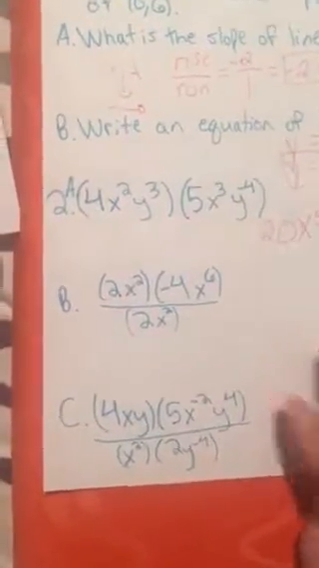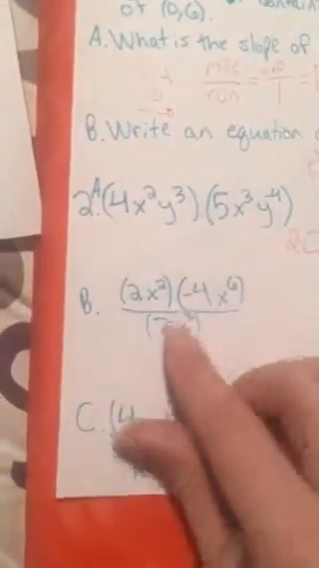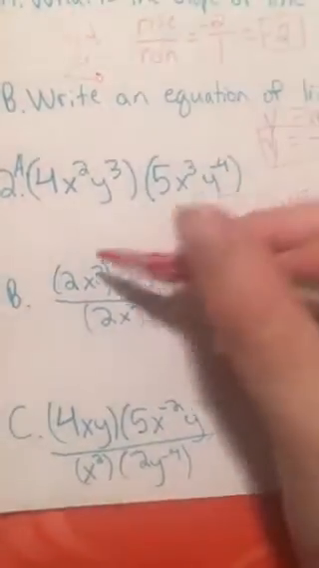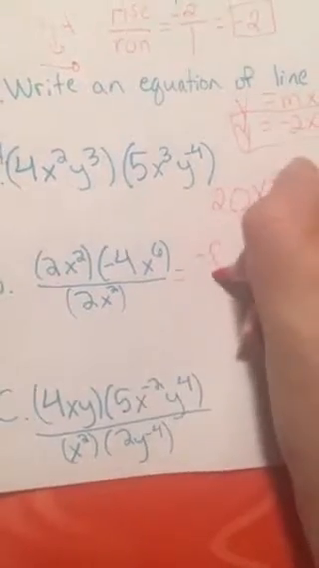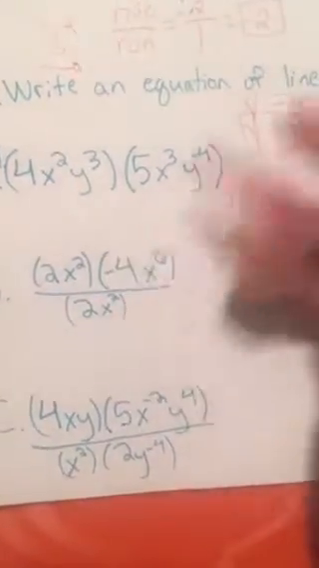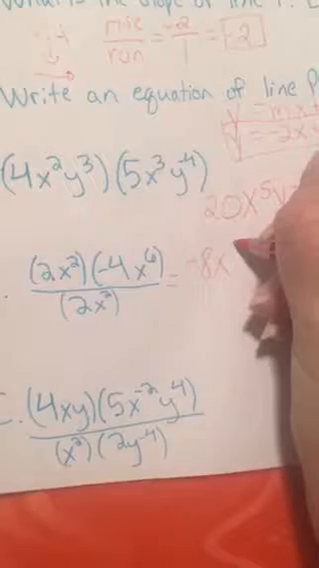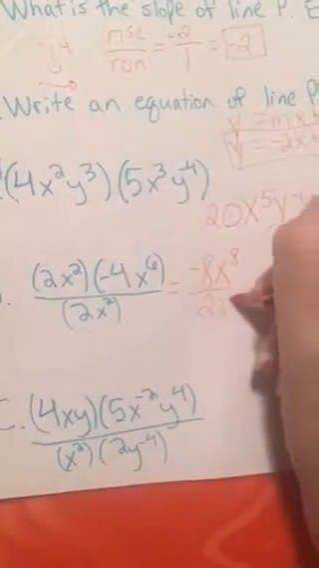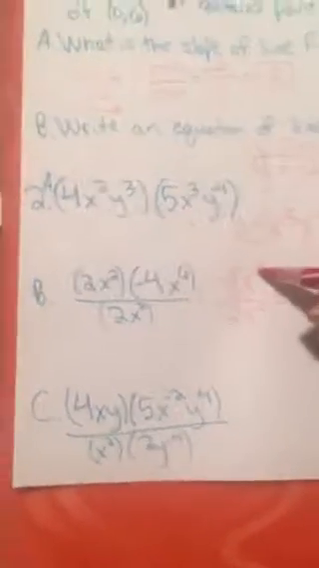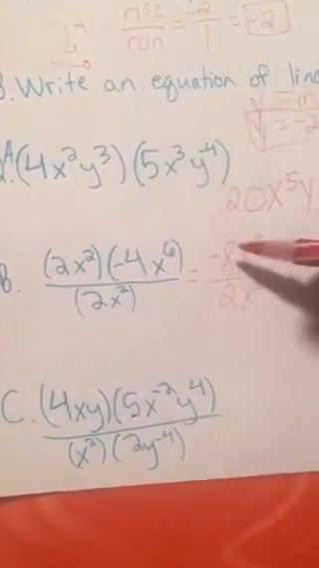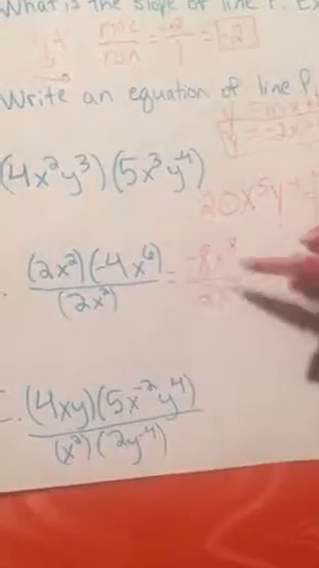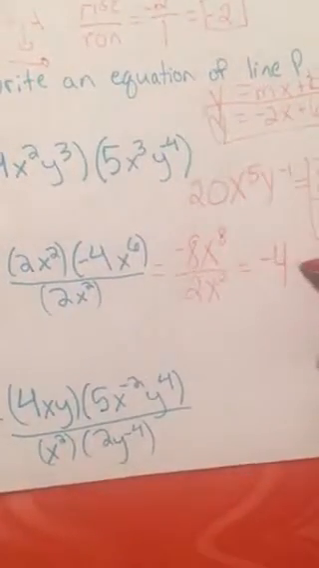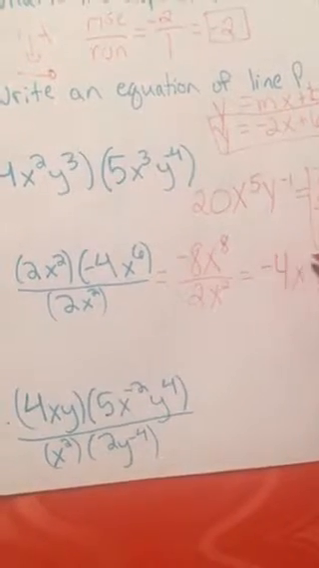For B, whenever I have a fraction, I'm going to simplify my numerator and then worry about the whole thing. So 2 times -4 is -8. x, 2 plus 6 is 8. Over 2x to the second. So now I simplify my numerator, simplify my denominator. Now I'm going to go ahead and divide. -8 divided by 2 is -4. x to the 8th divided by x to the second is x to the 6th.